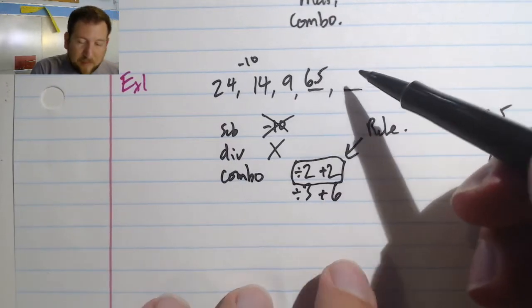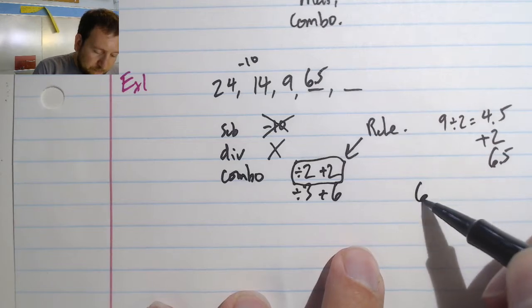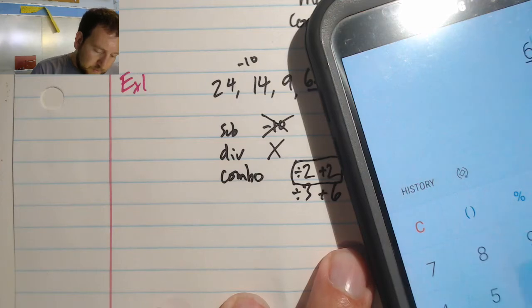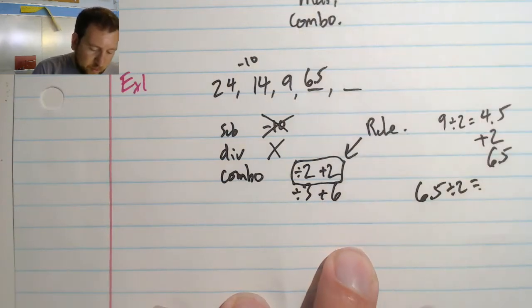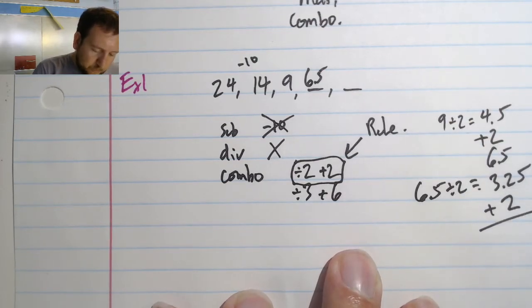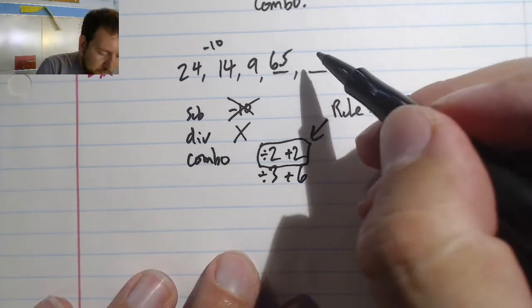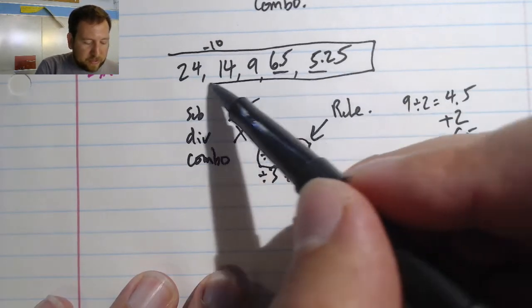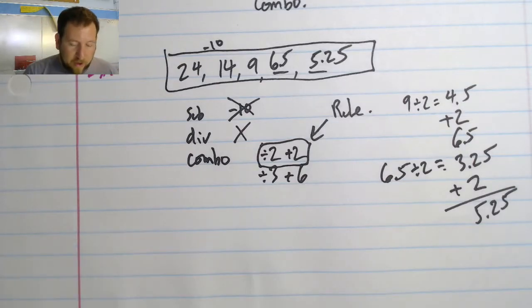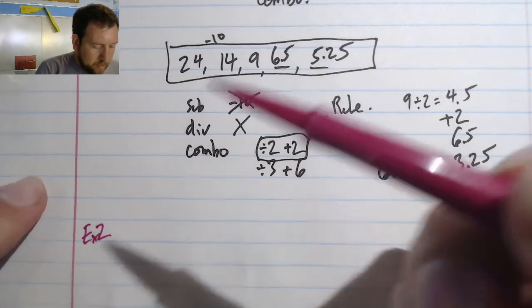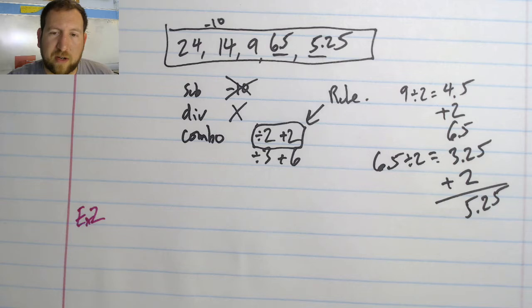Okay, now I need to do the same thing again. 6.5 divided by 2 is 3.25, plus 2 is going to be 5.25. And that's going to be our last number to complete it. So here is our complete series. If you feel like you get it, go ahead and go on. I'm going to do another example, and I'll probably just do number 1 from the homework, so you can check yourself and see if you got it right.